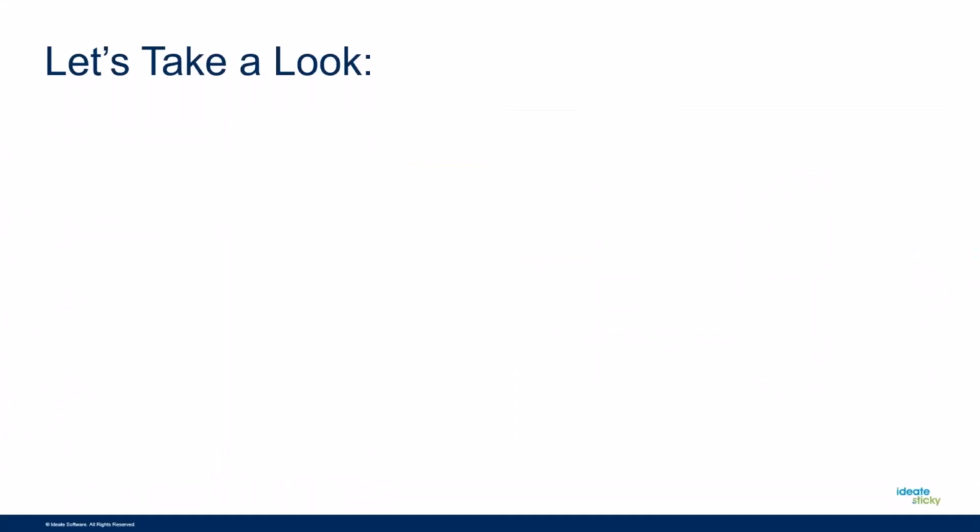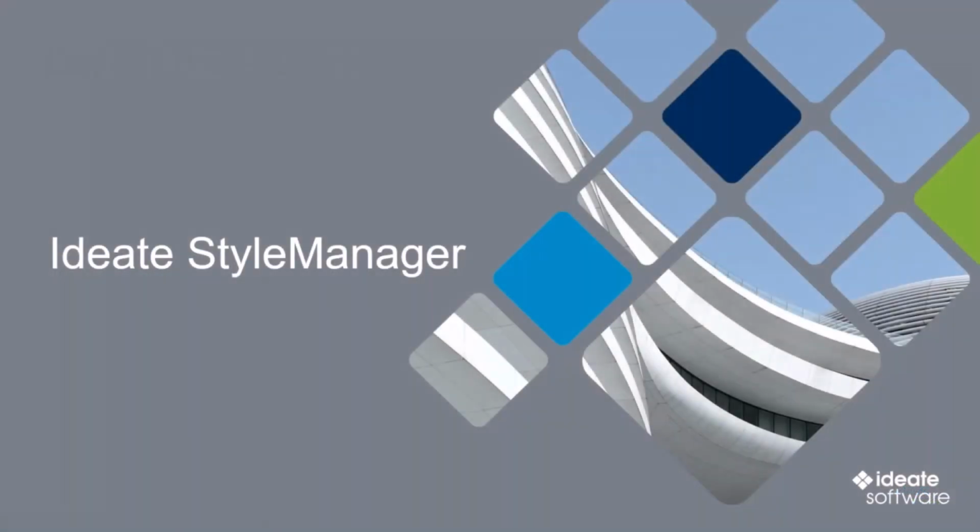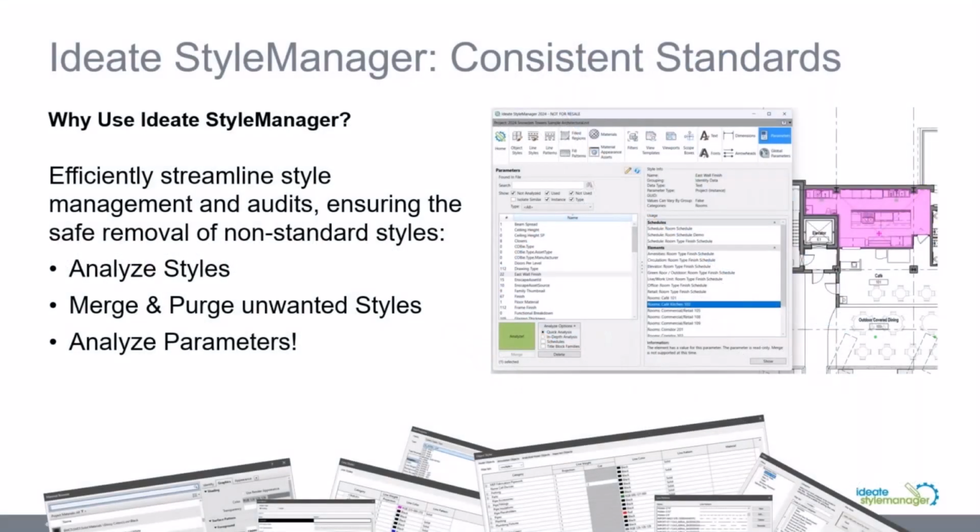And then go back to the presentation. So ID8 Style Manager, our next solution, is allowing you to review. Again, we've collected all of these tools, and we've called them styles because probably the most important are object styles, line styles, but there's lots of other things: fonts, text, view templates that could have duplicates, but you want to find out, are they even used in the model? Where are they used? And are they named correctly? And so forth. And you can see here, you can analyze styles, you can merge and purge unwanted styles, and you can analyze parameters.